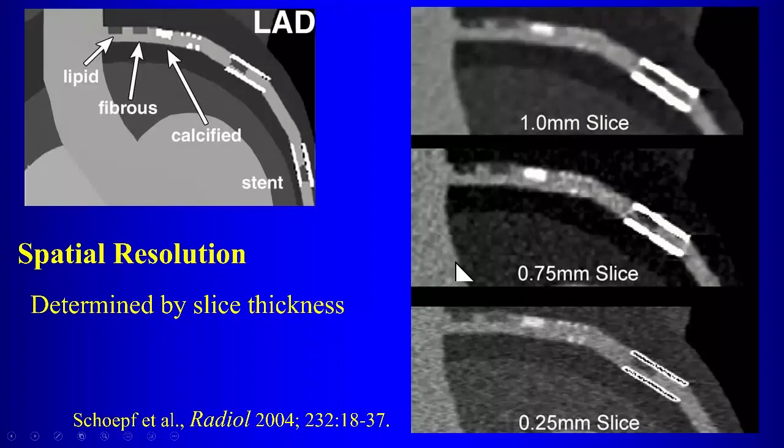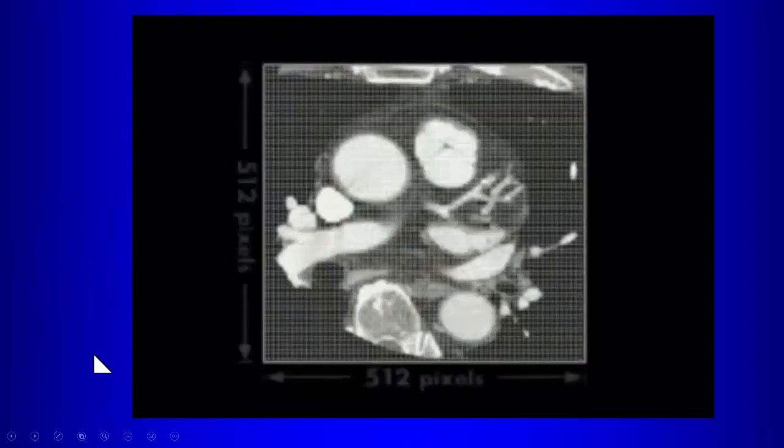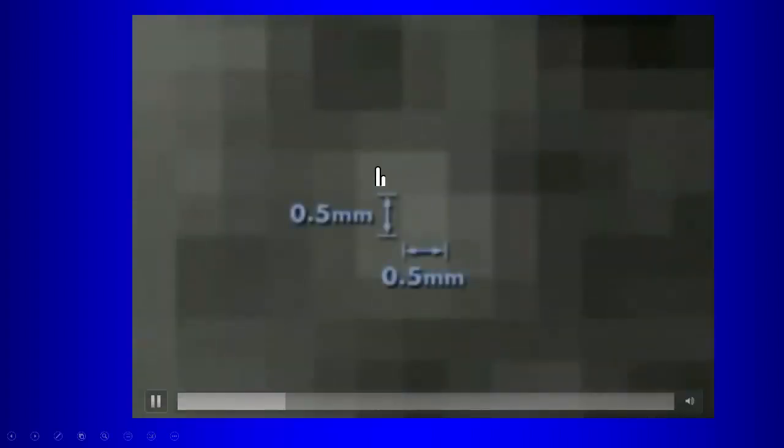But when you take your axial images and reformat them along the plane of the vessel, it's the slice thickness that becomes the limiting factor for your spatial resolution. You can think about this if you think about a picture in a newspaper. If you hold up a magnifying glass to that, it's made up of a bunch of really small dots. Those are the pixels that make up the picture. Same thing is true of a CT. It's made up of these small little squares, and they have a certain dimension. So here it's 0.5 by 0.5.